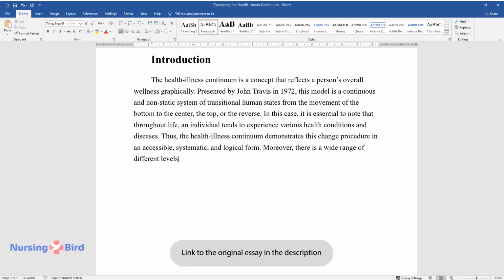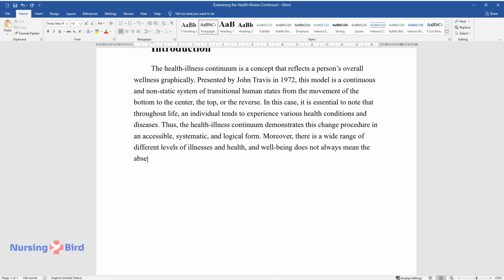Moreover, there is a wide range of different levels of illnesses in health, and well-being does not always mean the absence of ailments, since the human body is a rather powerful and multifaceted mechanism.